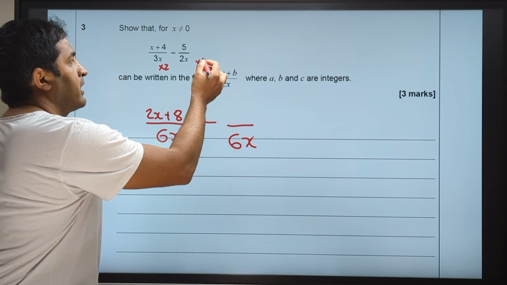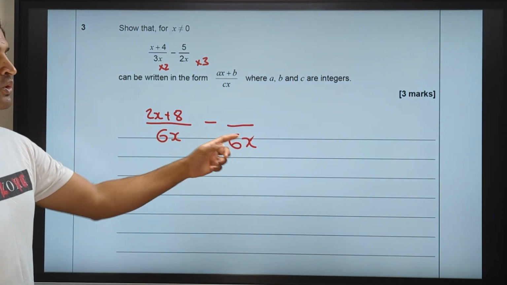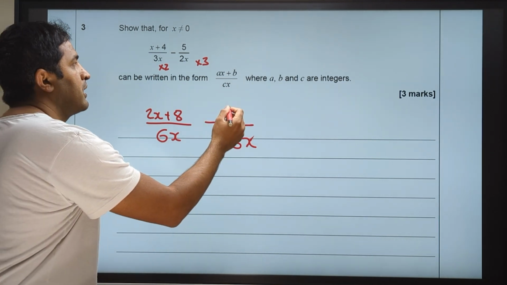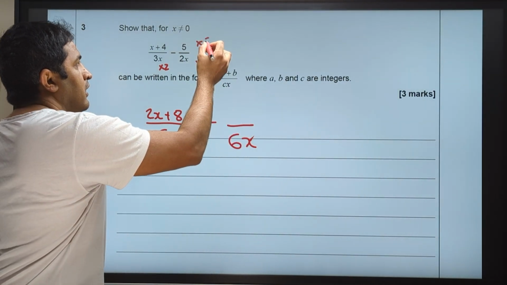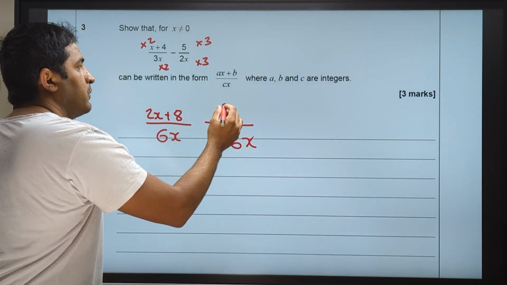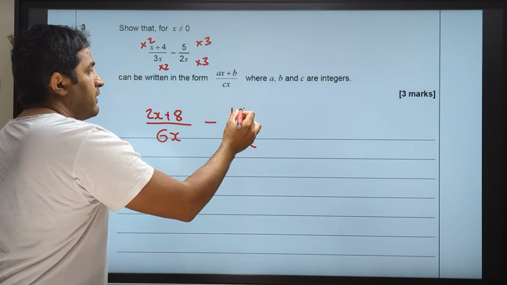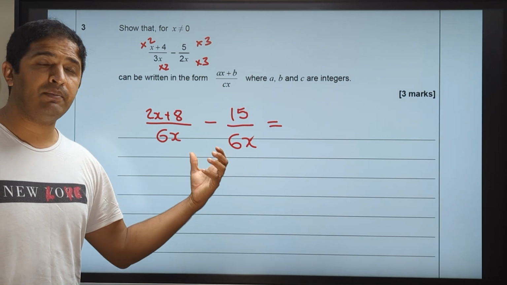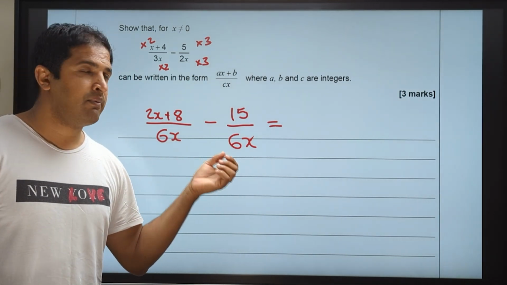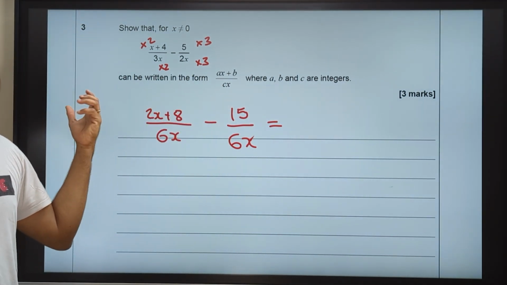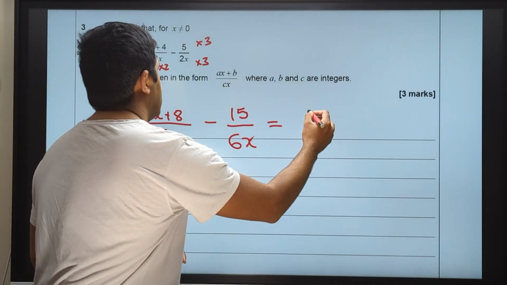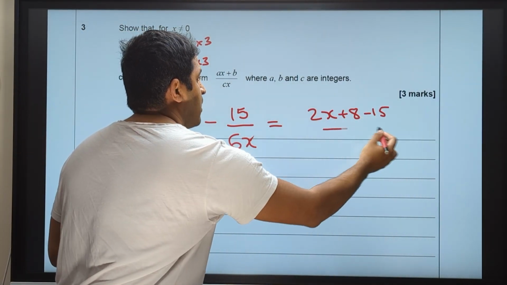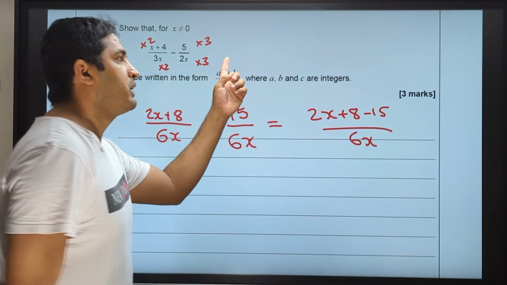I'm multiplying 2x by 3 to get to 6x. Now we've got the bottom number, the denominator, the same. So the top number should be multiplied by 3 as well. So we get 3 times 5, that gives you 15. So all I have to do now, once you have the denominators the same, the bottom numbers exactly the same, is add and subtract the numerators. So we're going to write it down as 2x plus 8 minus 15 over 6x. And that's what we needed to do.